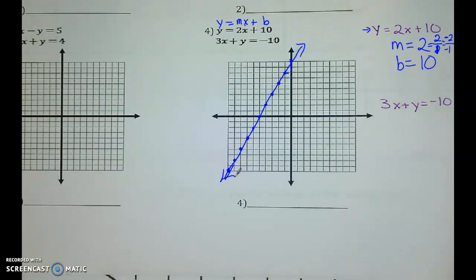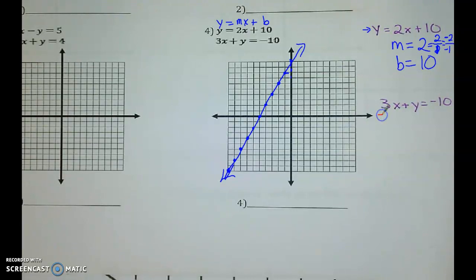Now looking at the second equation, need to change it into slope-intercept form. It is not there. Oh, I said I was not going to finish this one out. I was just going to get you started. So freebie on that equation. Let's get this next one in slope-intercept form, and then you can finish it up.